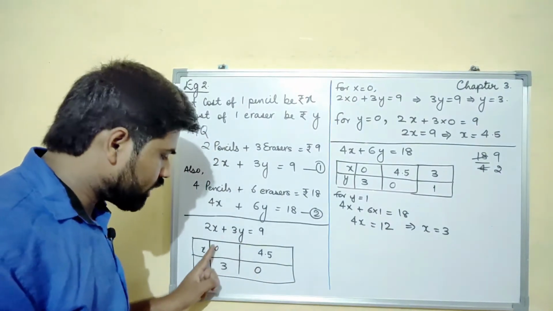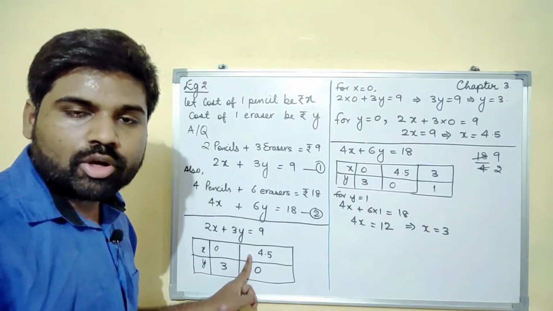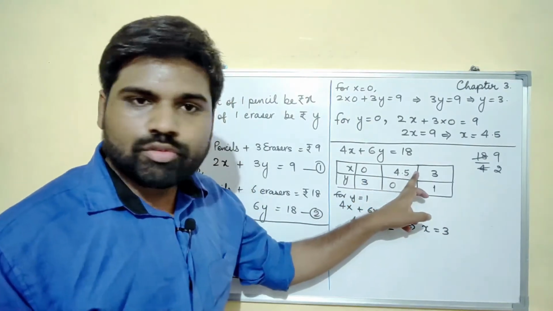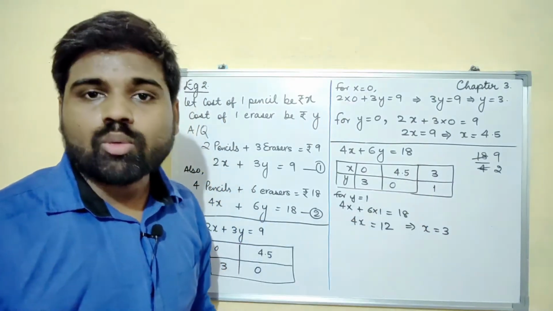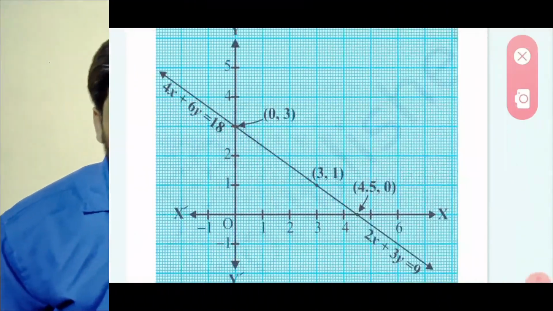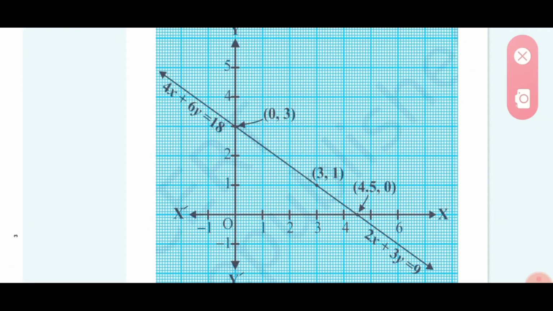The first equation, the points are 0, 3 and 4.5, 0, and the points for the second equation are 0, 3, 4.5, 0 and 3, 1. Now let us plot this. You can see on the screen the graph for this equation. The line for the equation 2x plus 3y equals 9 passes through 0, 3, and the second point is 4.5, 0. Now we will join these points, so we will get a straight line which is represented by the black line.